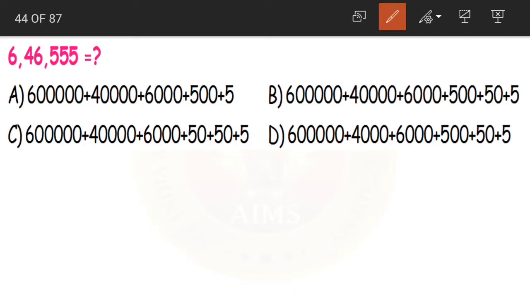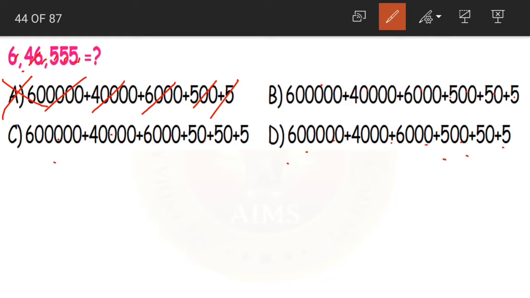6,46,545 is equal to dash. Now, we have to write what? We have to write the expanded form of the given number. Now let us see. 1, 2, 3, 4, 5, 6. We are having 6 digits. So we need to have 6 numbers there. 1, 2, 3, 4, 5. This is only 5, so wrong. 1, 2, 3, 4, 5, 6. So this can be the number.